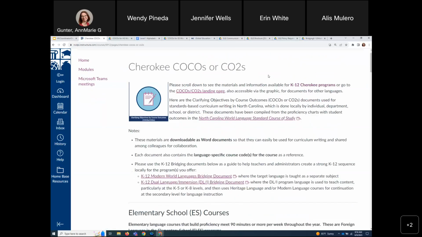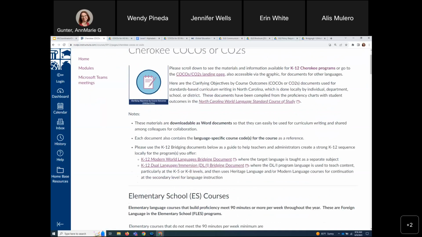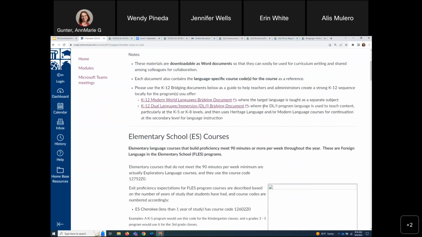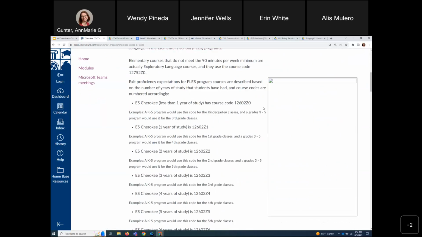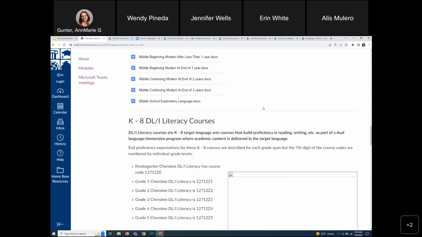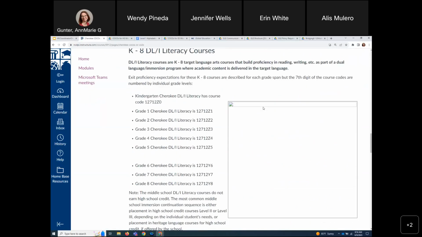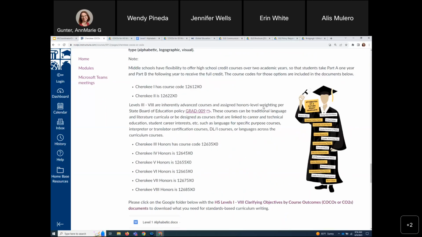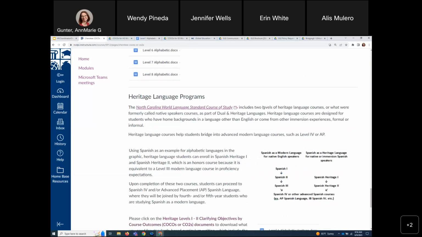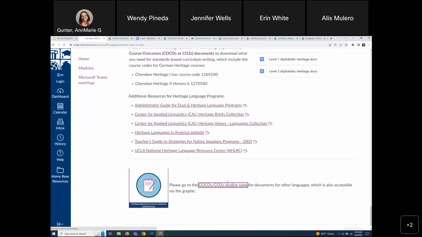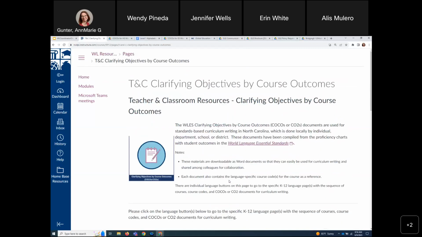It starts out with a repeat of things. It has the modern languages and the DLI bridging document. And then it goes the same way. Elementary courses, middle school courses, our K-8 DLI courses, and then high school credit courses. And details, of course, about heritage language programs in Cherokee. Then we loop back, and like I said, I think I saw Japanese.